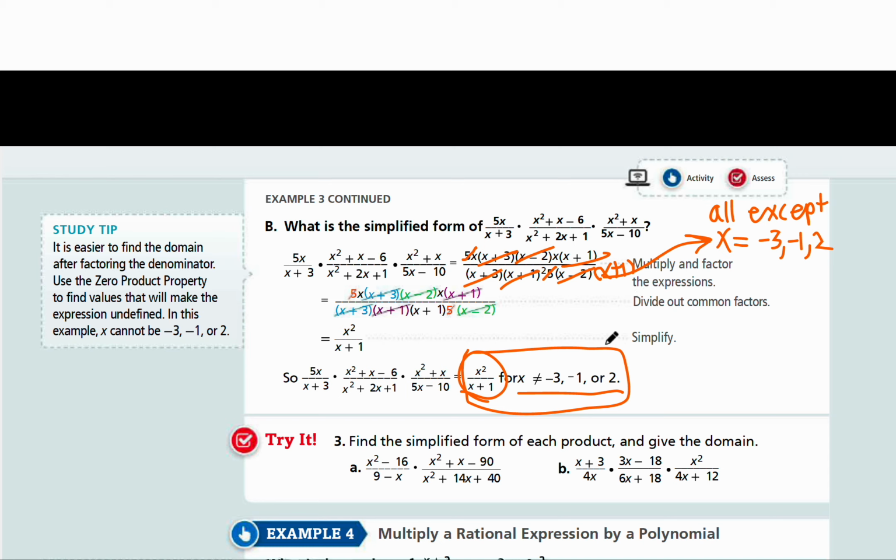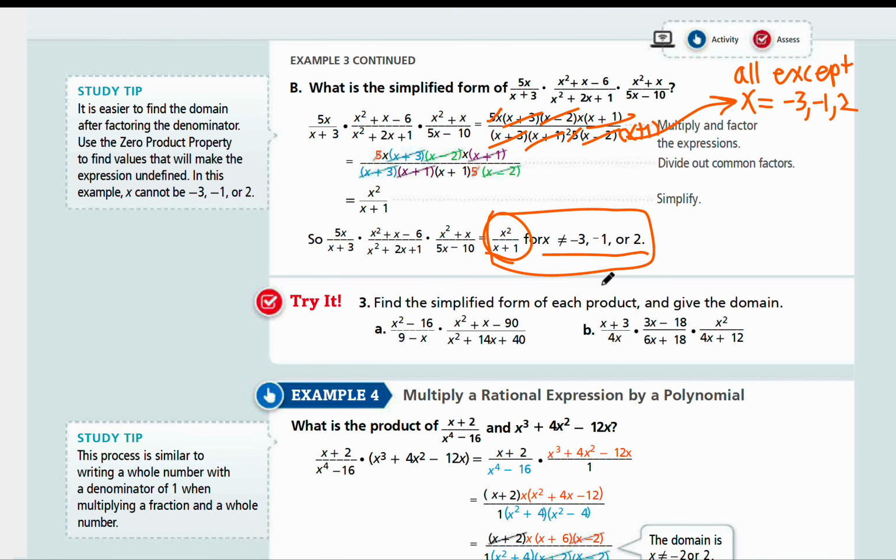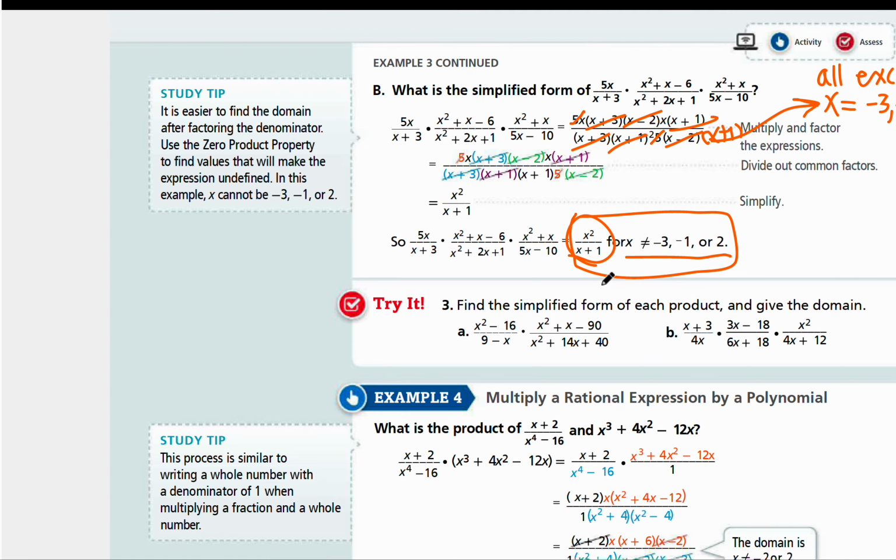Find the simplified form of each product and give the domain, of course, with your product. So simplify, and before you even cancel out and simplify, please look at the domain and find the restriction so that you don't forget it later. So pause the video and come back when you're ready for answers. Okay, are you ready? Let's look at 3a.